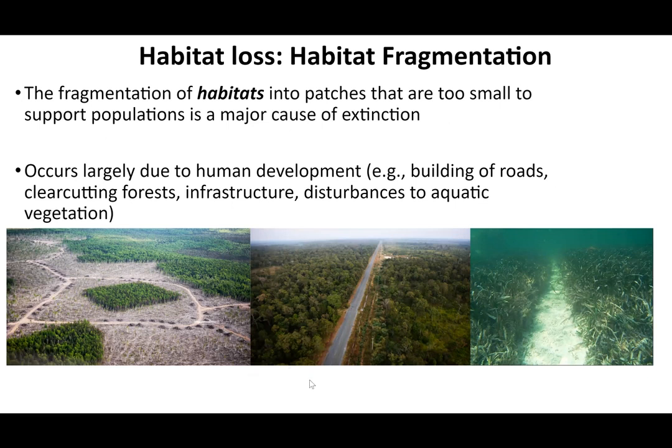We can also fragment habitats by putting roads. So you can see this road going through this nice forest, cuts this forest in half, cuts this ecosystem in half, fragmenting it. And then we can see an example here where we have a seagrass bed. A boat went through here with its propeller multiple times, chopped up the seagrass bed, made a bare spot here, thus fragmenting this seagrass bed. So it happens both on the land and in the ocean, as well as in lakes and stuff like that. So humans are great at breaking habitats into small patches.